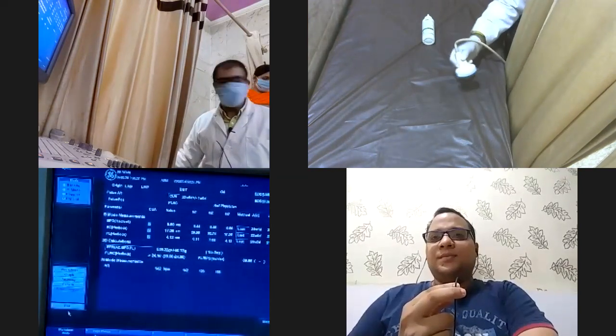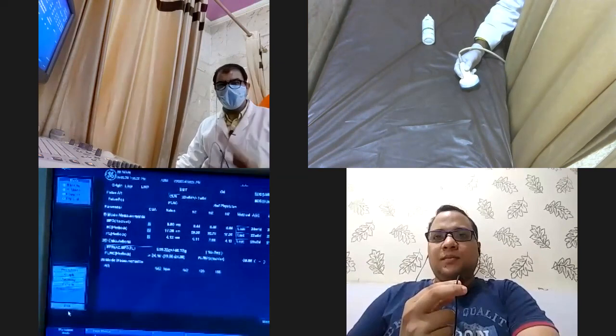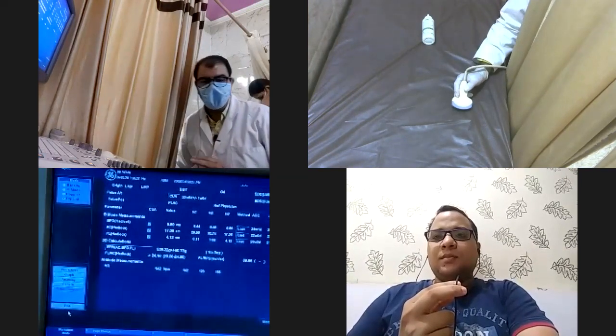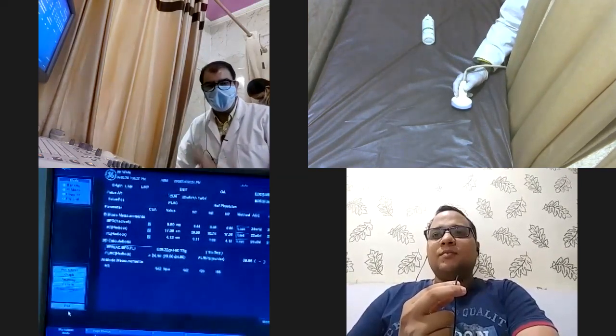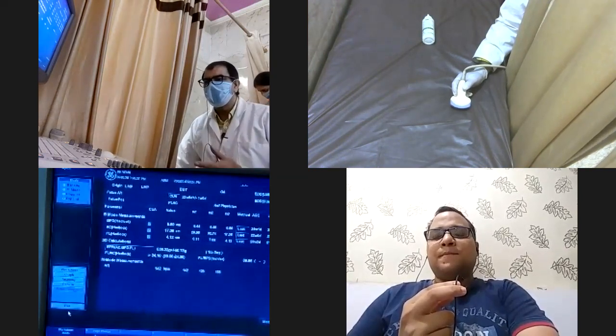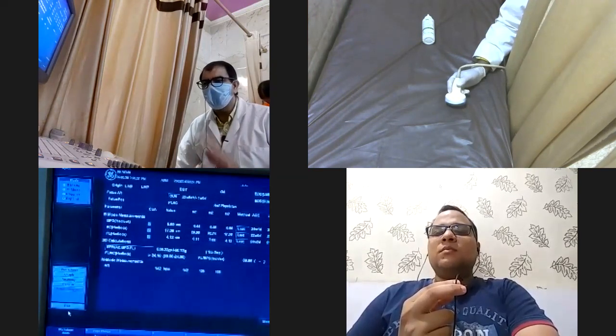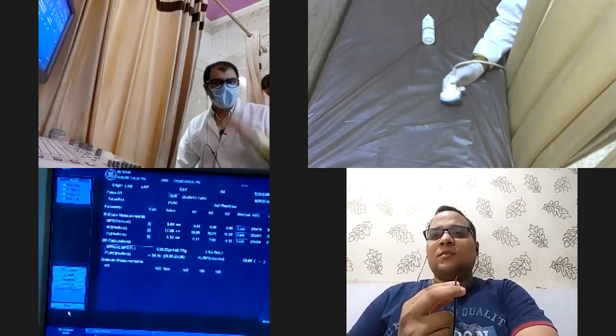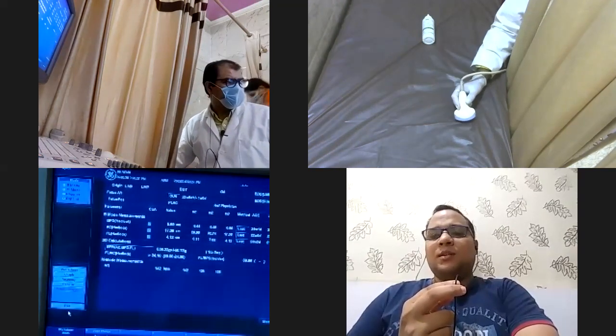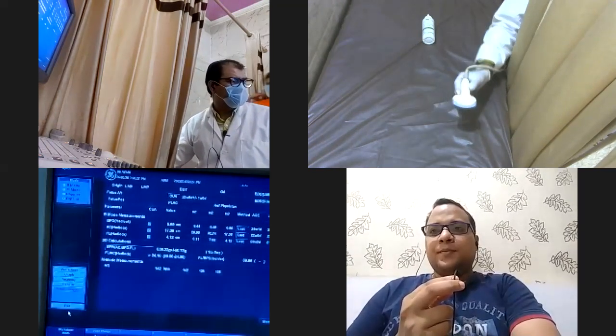Now, what we will do, we will not take theory here because the theory is already sent to you. The theoretical classes are already sent to you. I will show you how the screen orientation is practically, how to implement your theory on patients. That's all. Okay. Now, first of all, this is the probe. You can see the probe over here.